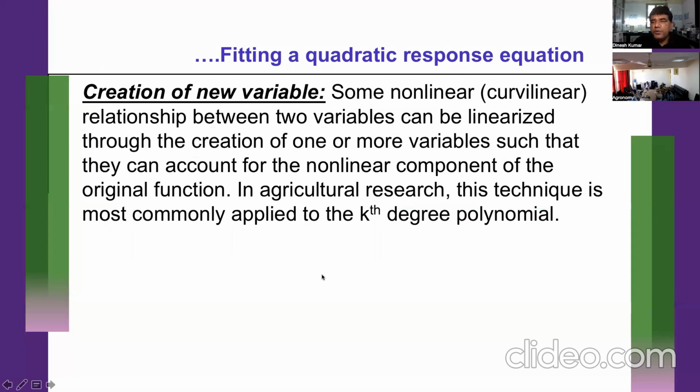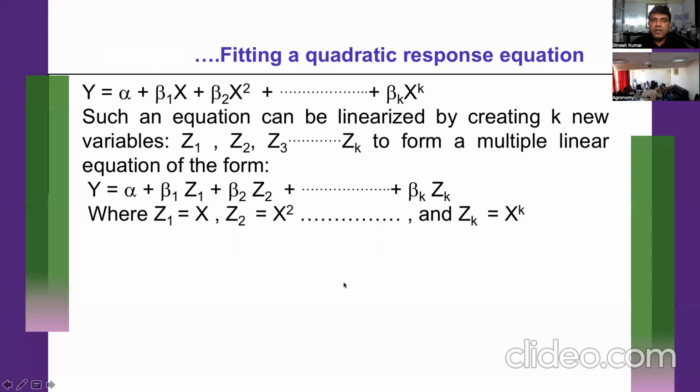Now, creation of new variables. As I have told you, these equations are curvilinear. They are not linear equations. The rate of change varies here. Initially, the rate of change is fast and then it decreases. So therefore, we need to create a new variable. We need to linearize the non-linear equation. This is a non-linear equation and this is to be linearized.